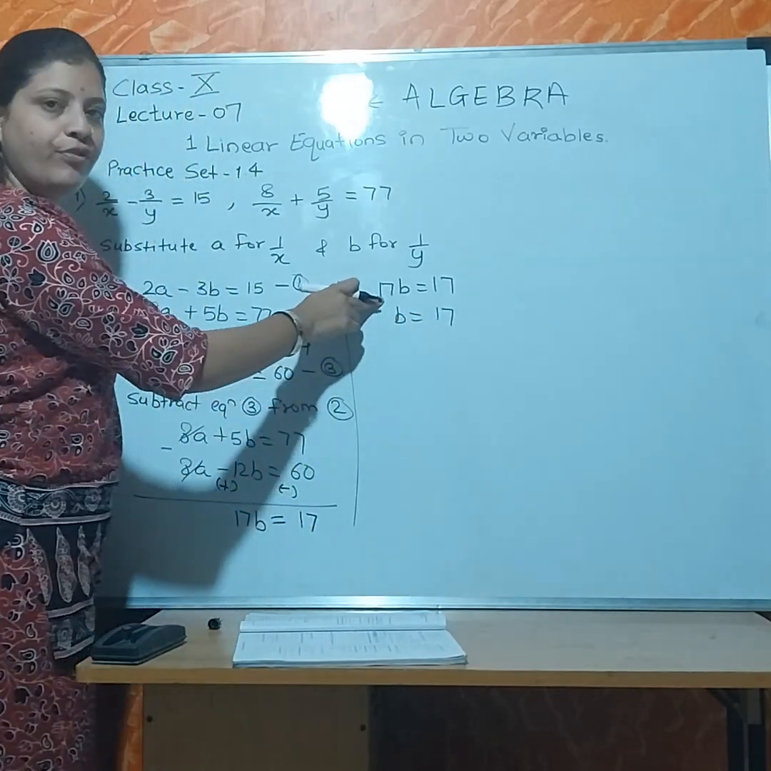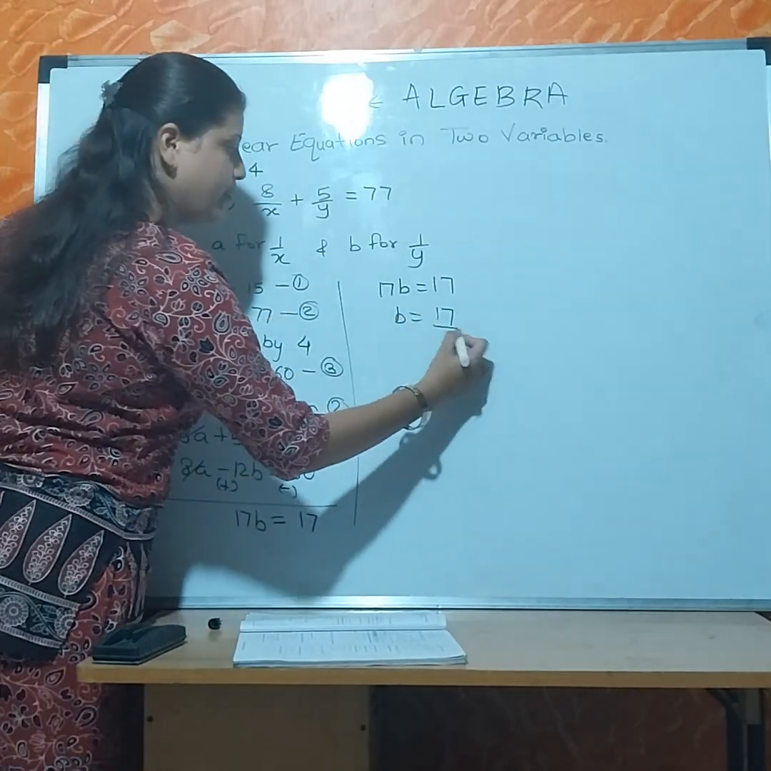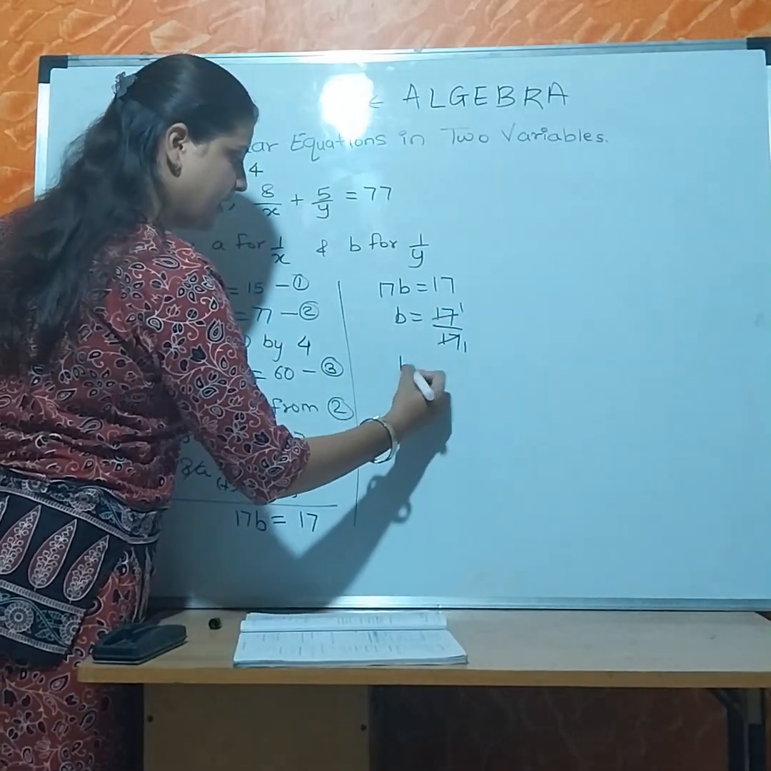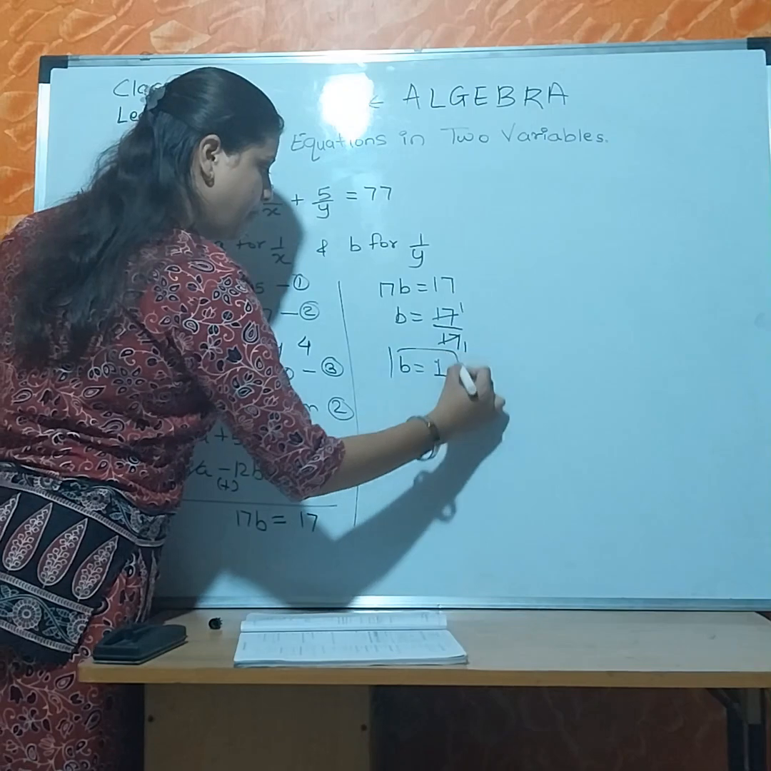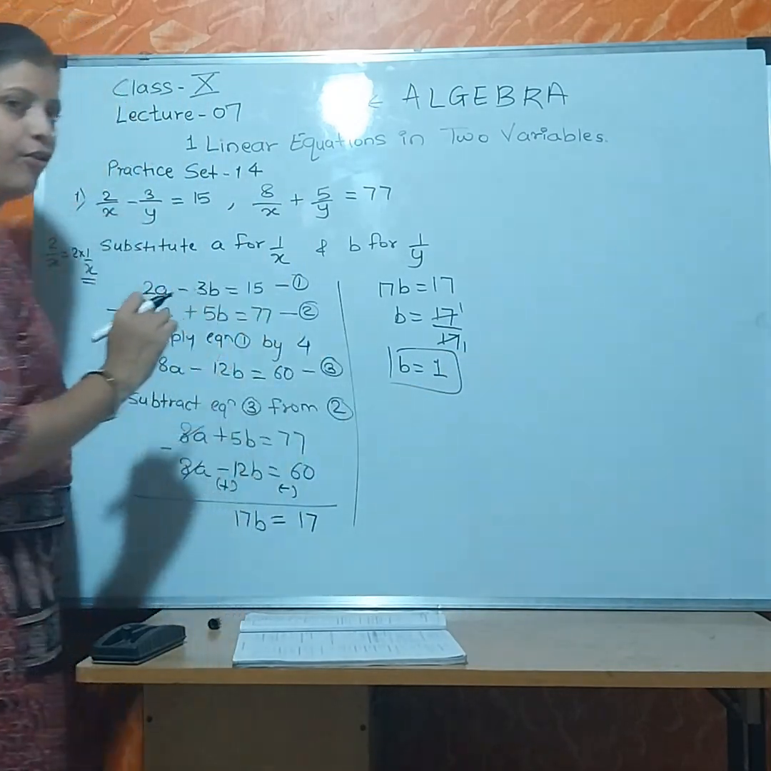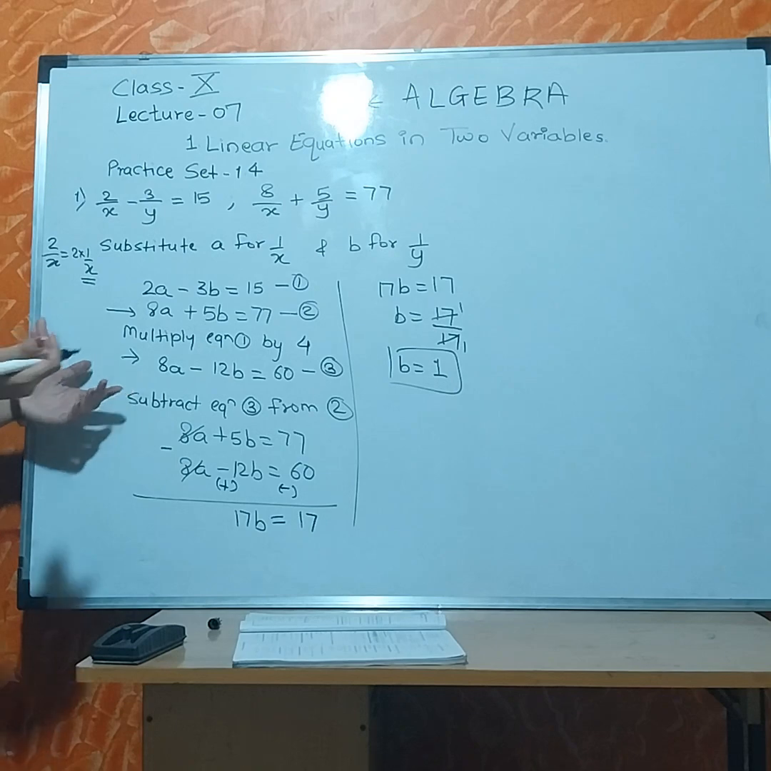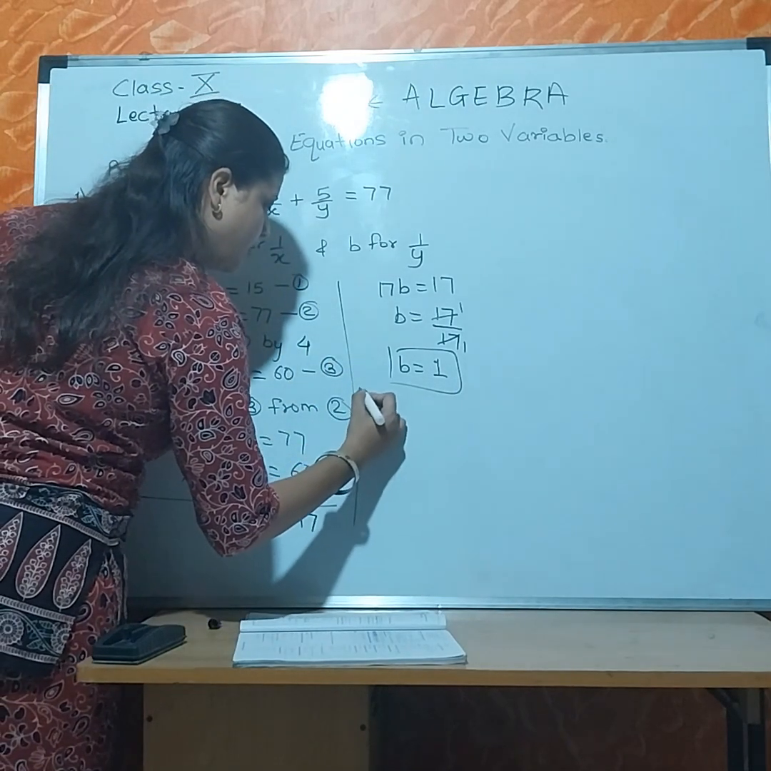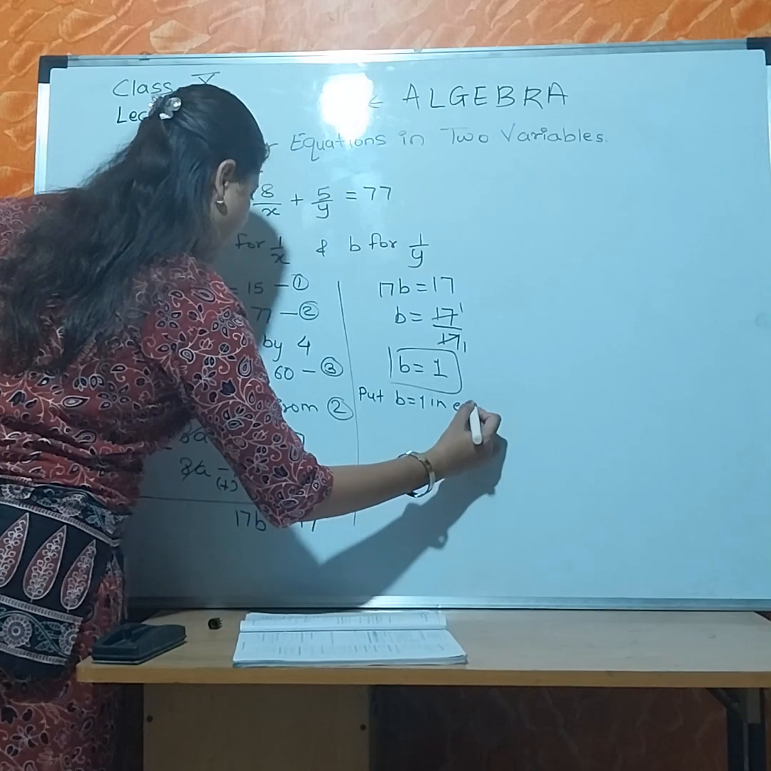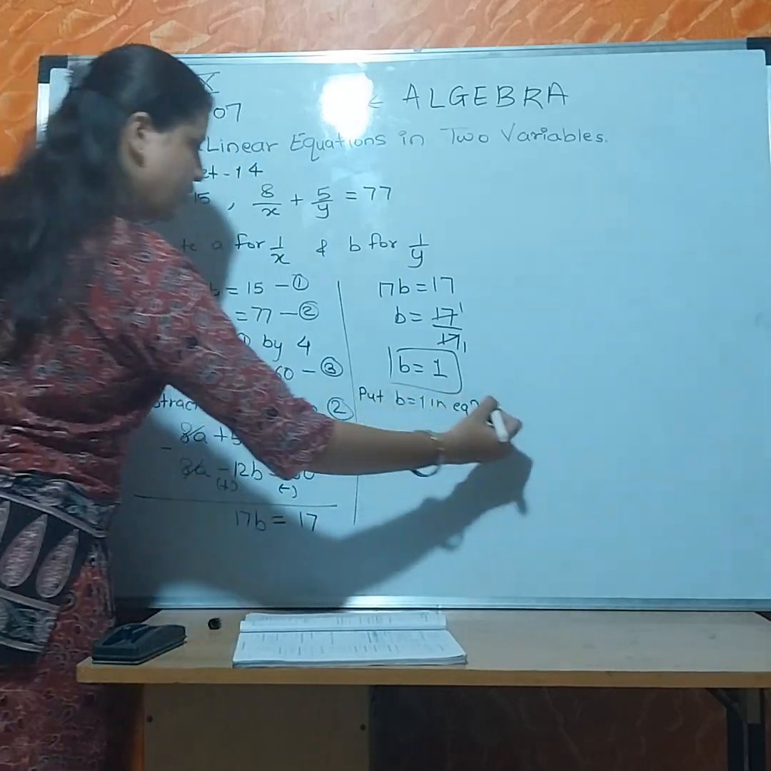That means b is equal to 17 divided by 17. This 17 is in the form of multiplication, so it will go in the form of division. 17 ones are 17, so b is equal to 1. Now with the help of b, we can find the value of a. So let us put b is equal to 1 in an equation. Any equation you can put. Let us put it in equation 1.